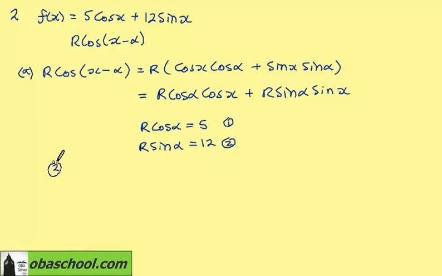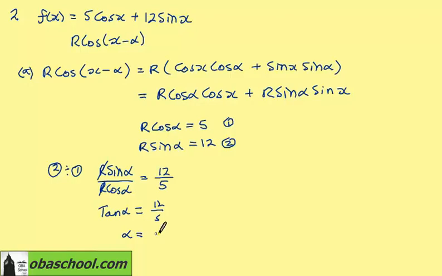If we do equation 2 divided by equation 1, we get r sin alpha over r cos alpha is equal to 12 over 5. The r's cancel, so we have tan alpha is equal to 12 over 5. We can now calculate alpha is equal to 1.176 radians, correct to the 3 decimal places required.